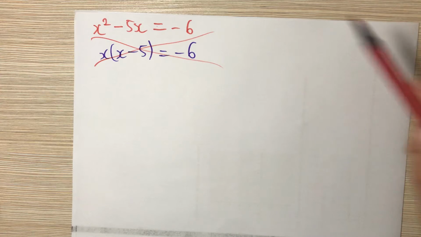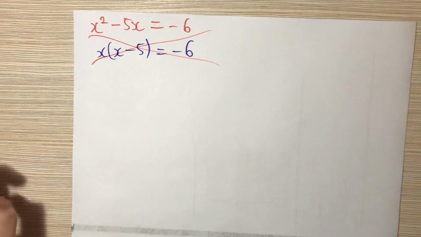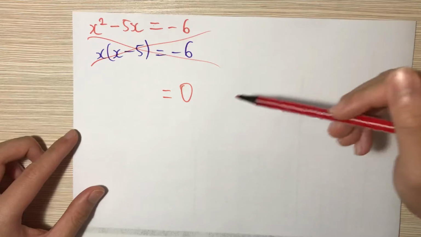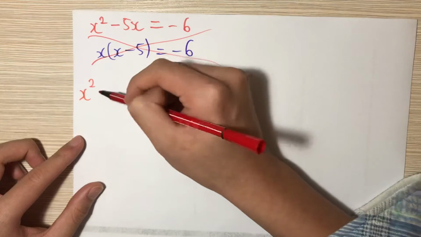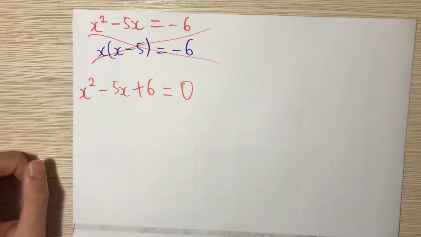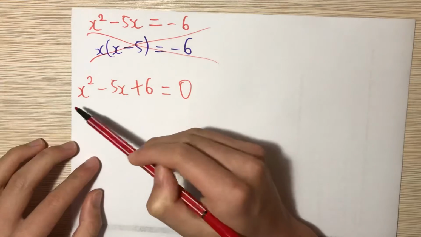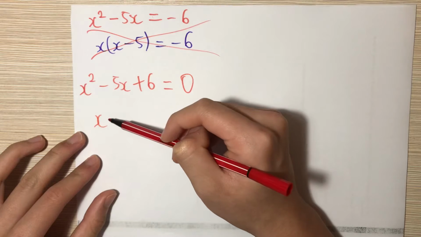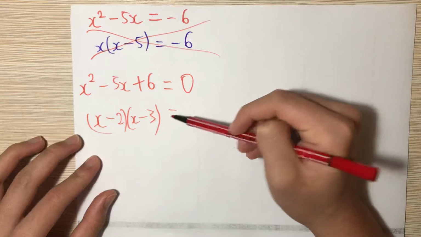If we encounter a squared term, what is our first step? Our first step is always to make the right hand side 0. Remove all the terms to the left hand side. Now it becomes x squared minus 5x plus 6 is equal to 0. So how can we do that? It is easy. We can factor this trinomial into (x minus 2)(x minus 3) is equal to 0.